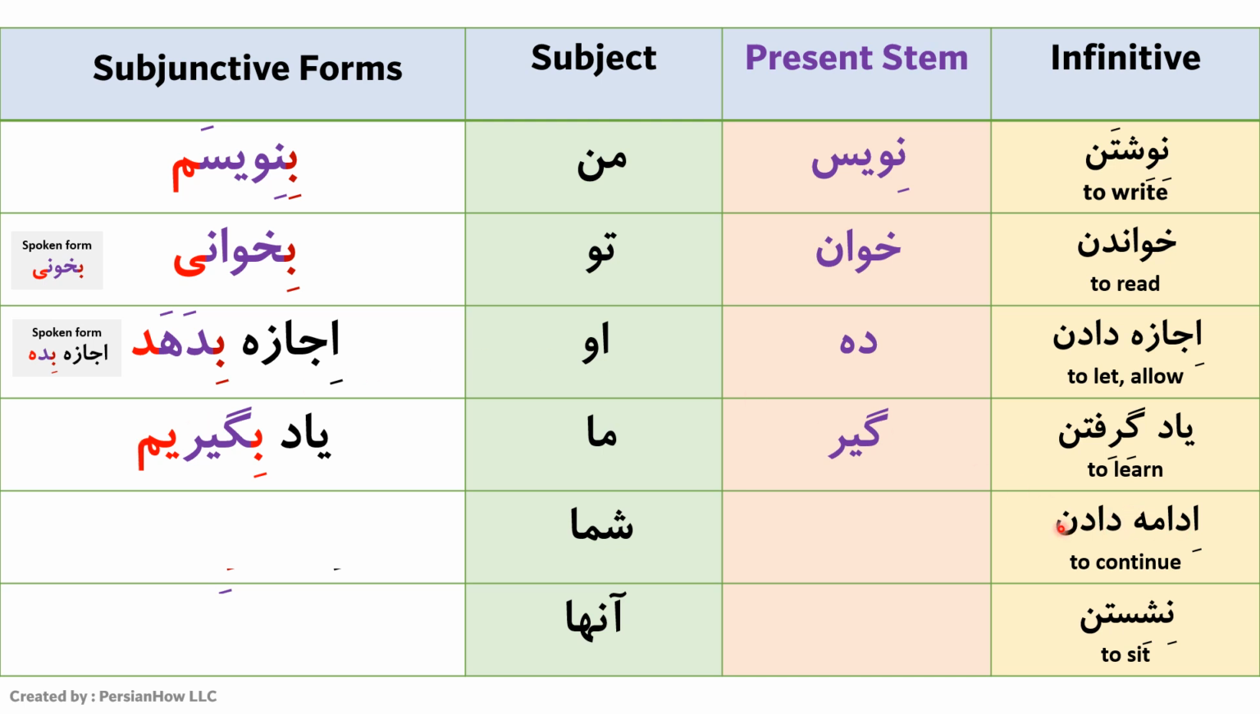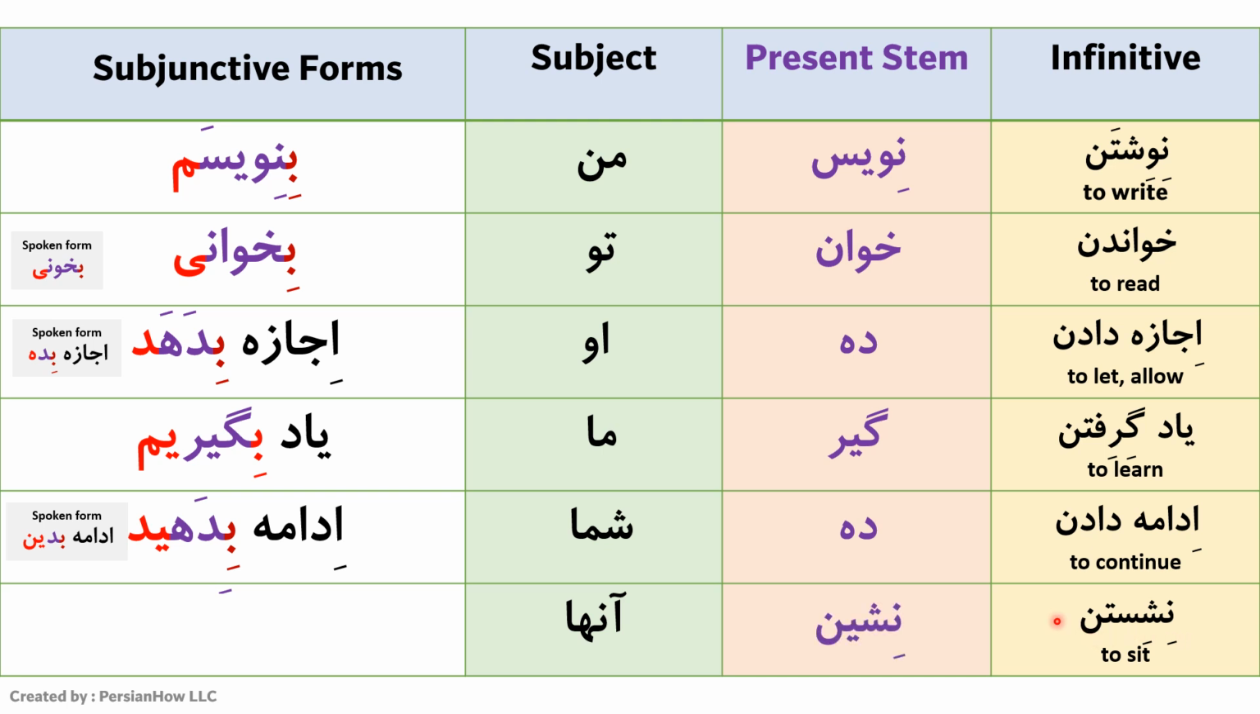ادامه دادن. Again, we have another دادن, so the same present stem. شما ادامه بدهید. This one also has a drastic change. ادامه بدین. So we remove he in the spoken language. We just drop it.